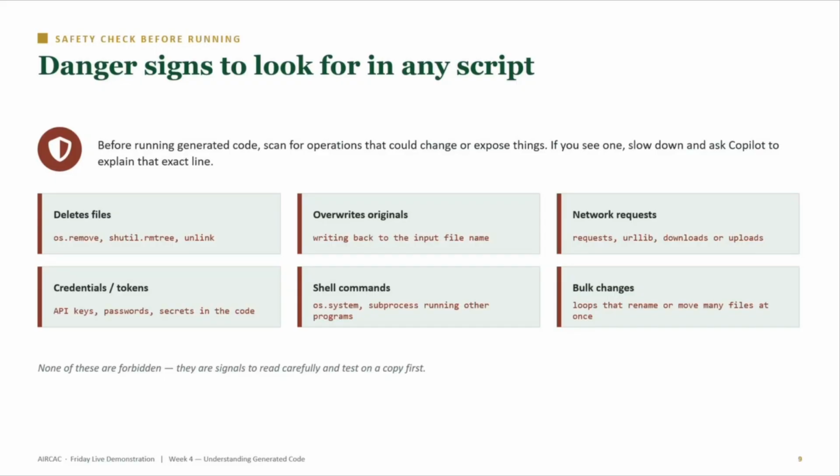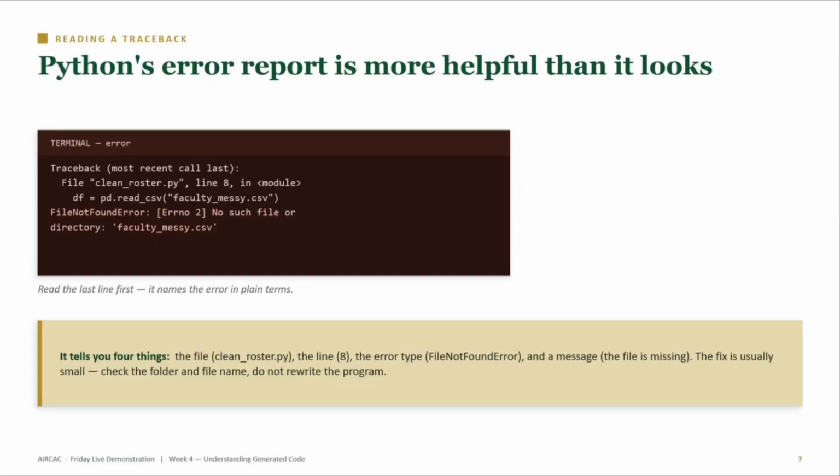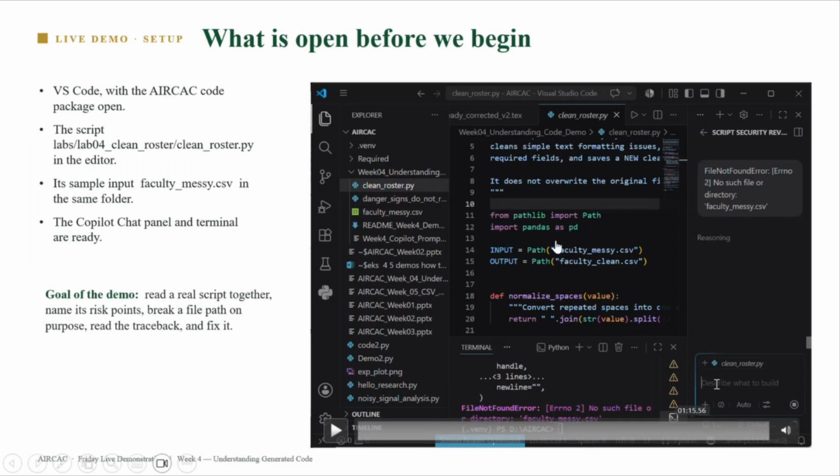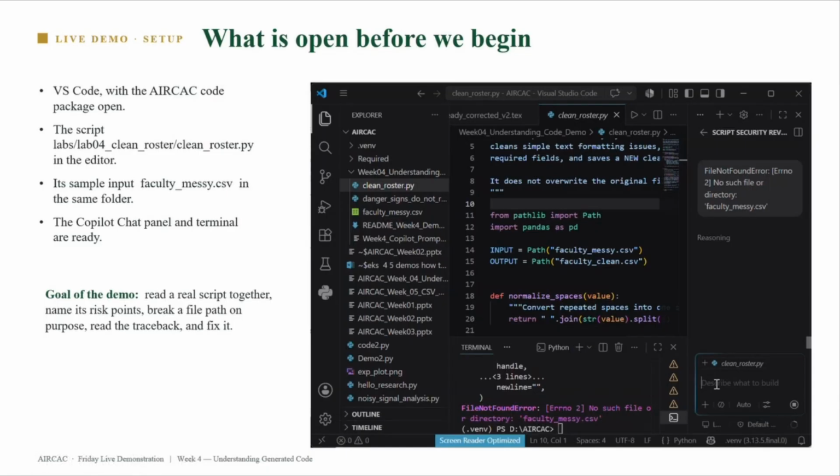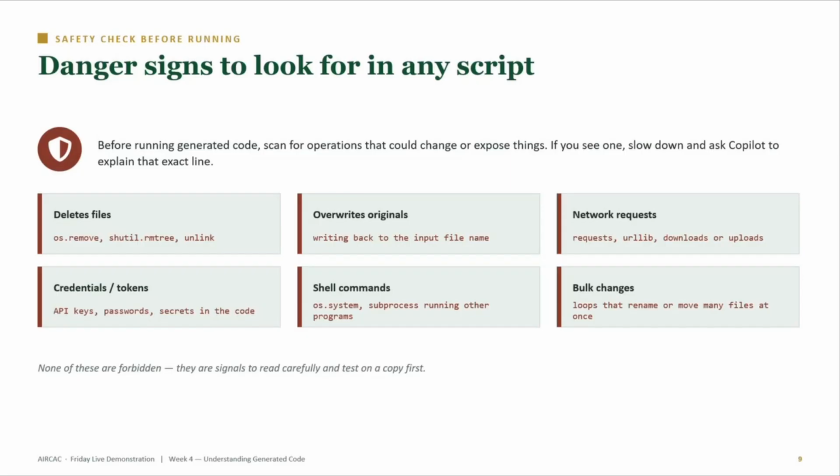Overwrite original files. Imagine that we need a messy file. I need the faculty messy file, and I need the clean file to show in this presentation. Imagine that I created the messy file, and I tell this code that the output is the input. So it will take the messy file and override it with the clean one, so I cannot show both the messy and the clean. So we always need to be careful when we override original files.